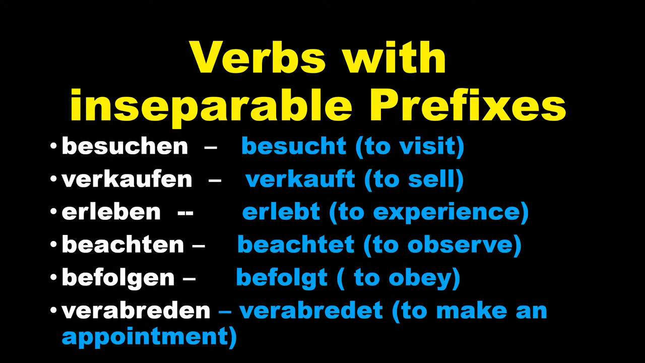Let's see one more example. Verabreden, verabredet. Verabredet, to make an appointment. Here you can see in all these kinds of verbs, you are just taking the stamm form of the verb and adding T. So it's as simple as that to understand and to use. So this is the next category, verbs with inseparable prefixes. Just speak along with me. Besucht, verkauft, erlebt, beachtet, befolgt, verabredet. Yeah, that's right. Let's go ahead.